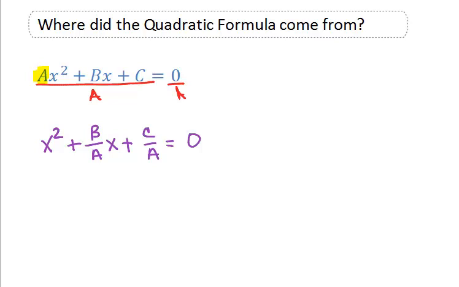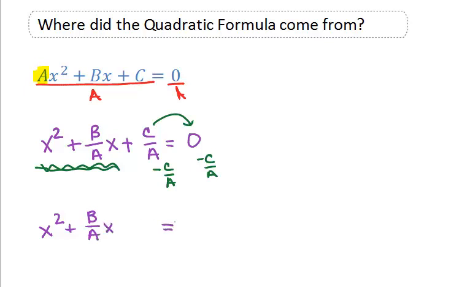My second step was to isolate my 2 variable terms by moving my constant term to the other side. So I'm going to subtract the c over a from both sides. On the left, I have x squared plus b over a x. On the right, I have negative c over a.